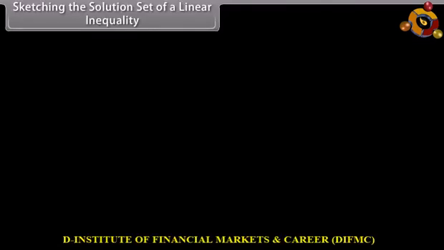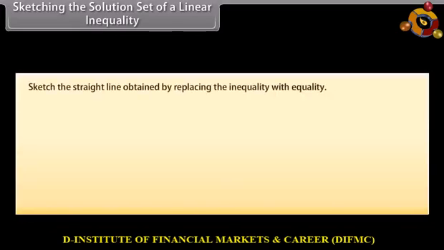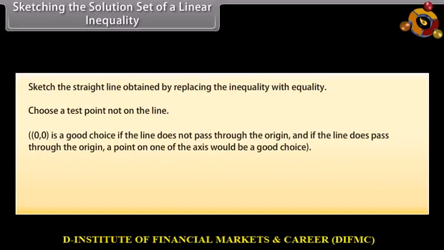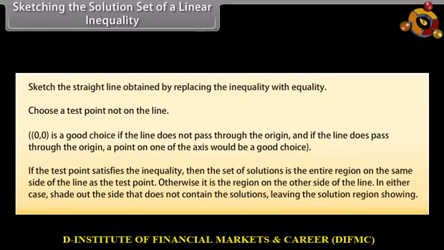Sketching the solution set of a linear inequality. Sketch the straight line obtained by replacing the inequality with equality. Choose a test point not on the line. (0, 0) is a good choice if the line does not pass through the origin, and if the line does pass through the origin, a point on one of the axes would be a good choice. If the test point satisfies the inequality, then the set of solutions is the entire region on the same side of the line as the test point. Otherwise, it is the region on the other side of the line. In either case, shade out the side that does not contain the solutions, leaving the solution region showing.